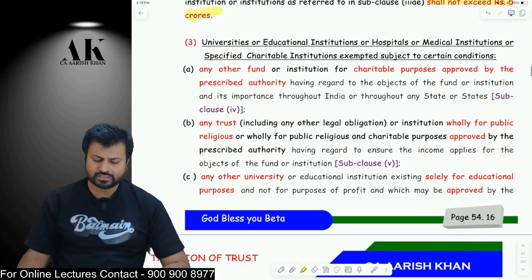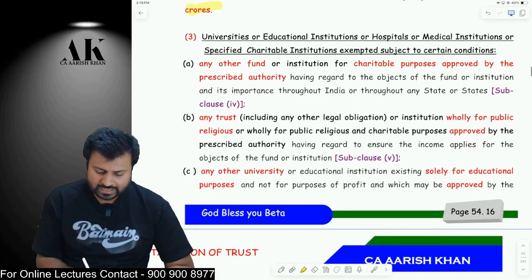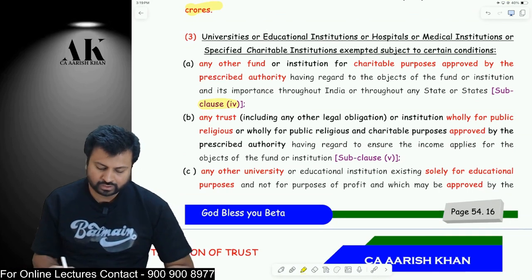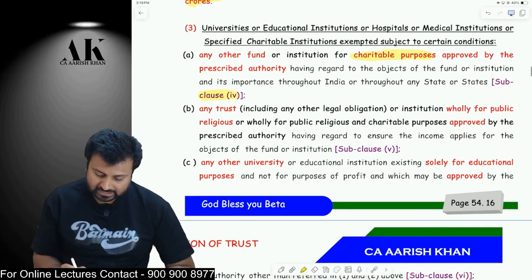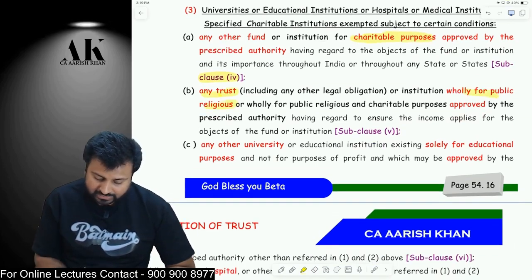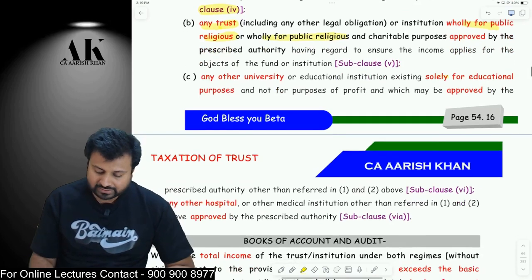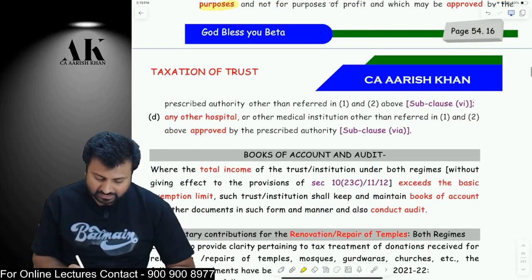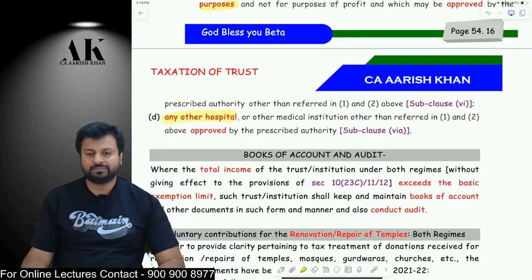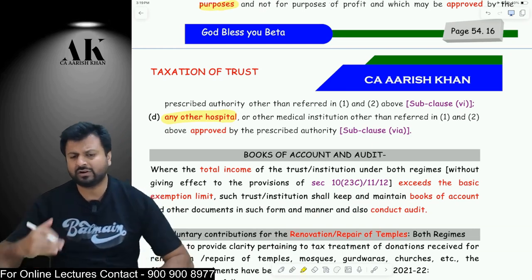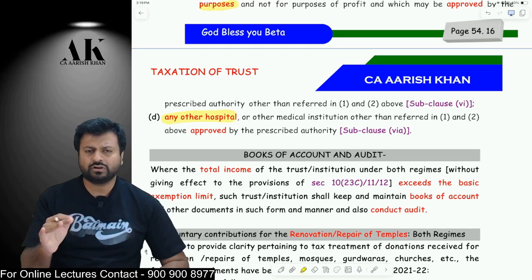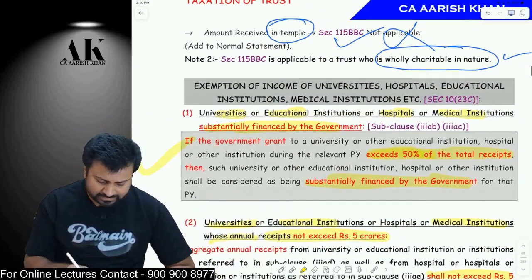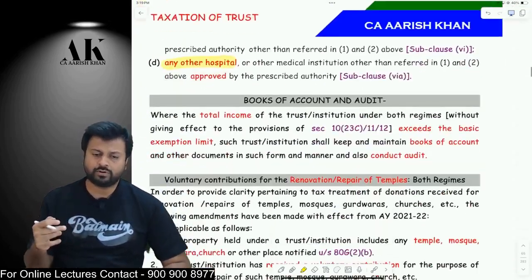Then there are certain other institutions which are covered under different clauses, like 10(23C) sub-clause 4. Any other fund or institution. Now this is for what? Charitable purpose. The next one is for religious or charitable purpose both. The next one is solely for education purpose, and the last one is for health purpose. Okay. So these are registered under different clauses. According to that, you have to give the registration to the SSE, out of which the first two are very, very important for the examination. The rest four are not very important for the examination.